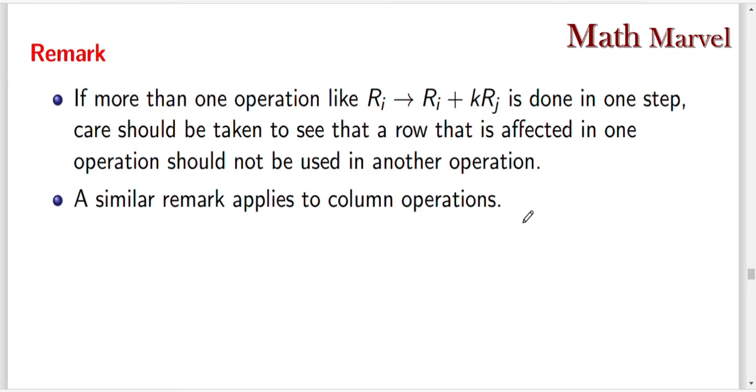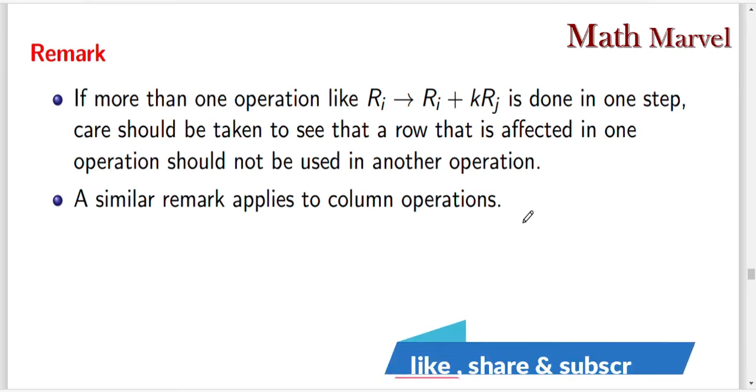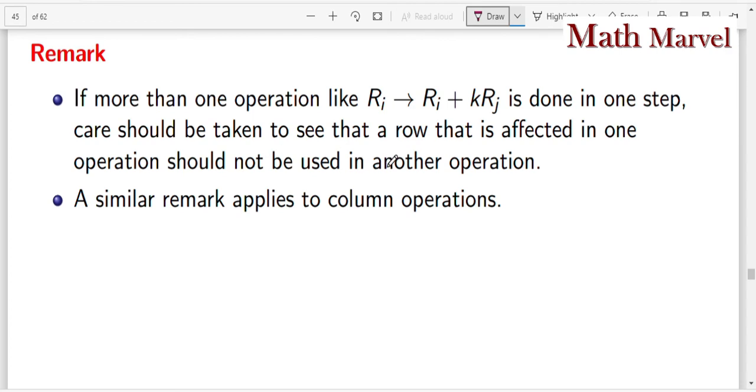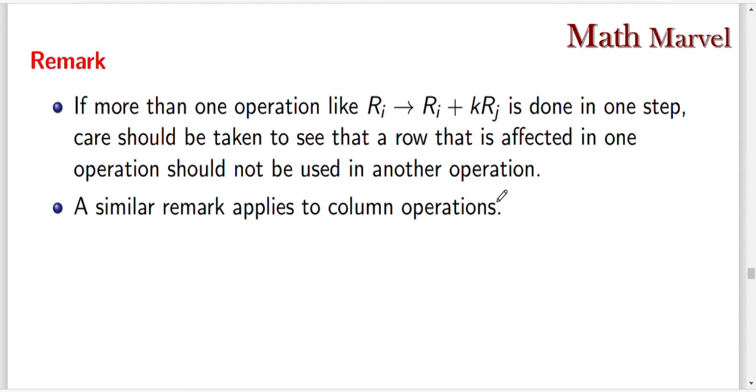From property number 6, we discuss two remarks. First is, if more than one operation like Ri goes to Ri plus k Rj is done in one step, care should be taken to see that a row that is affected in one operation should not be used in another operation. Now, what is the meaning of this property?